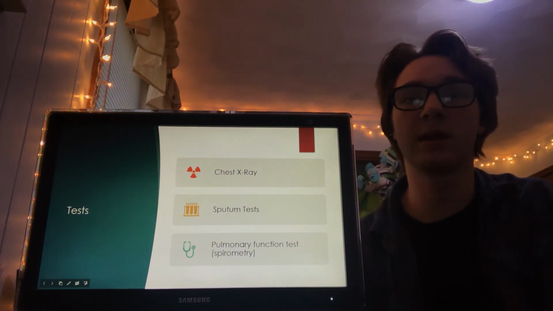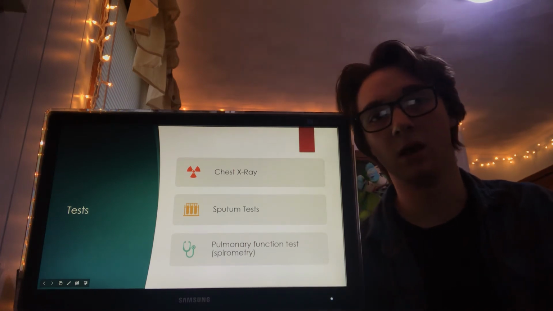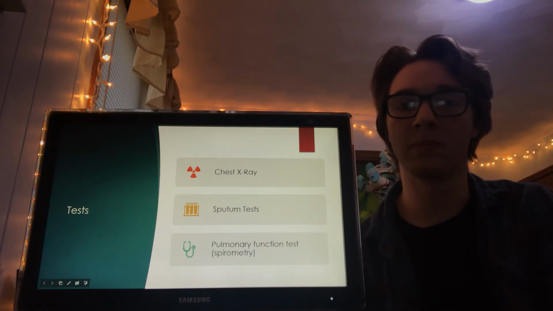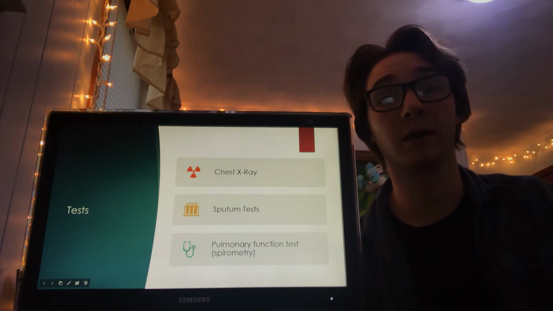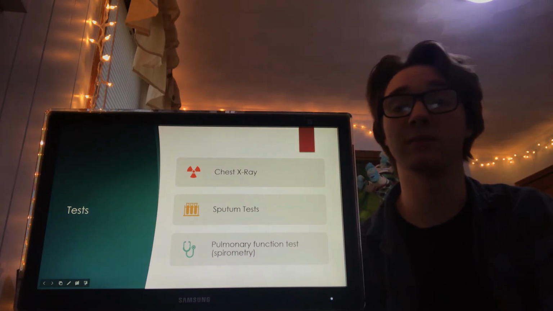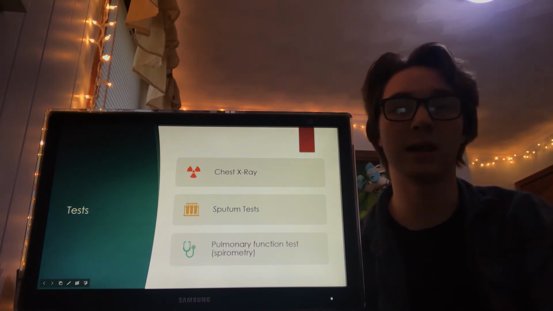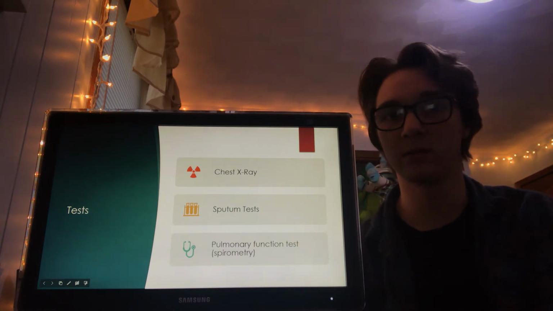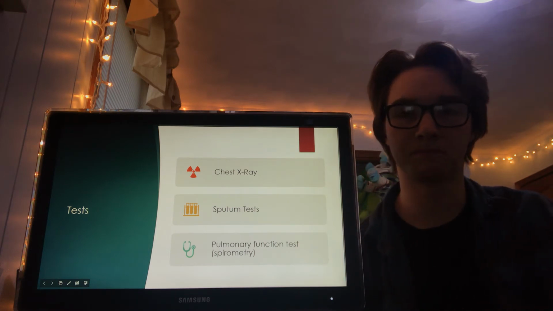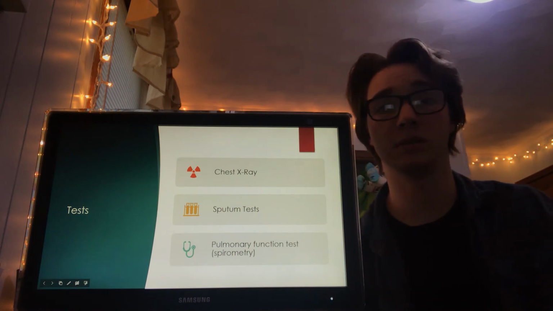And this test helps show the basic functions of the lungs, such as the normal breathing rate, the maximum amount of air that can be inhaled into the lungs, and the maximum amount of air that can be exhaled. Now, what this shows is how the lungs are being affected because of a certain disease or a certain illness. So this, again, can show that the patient is dealing with something here.